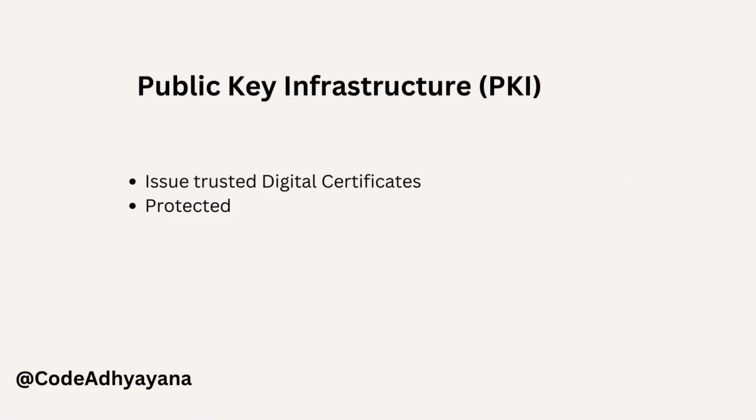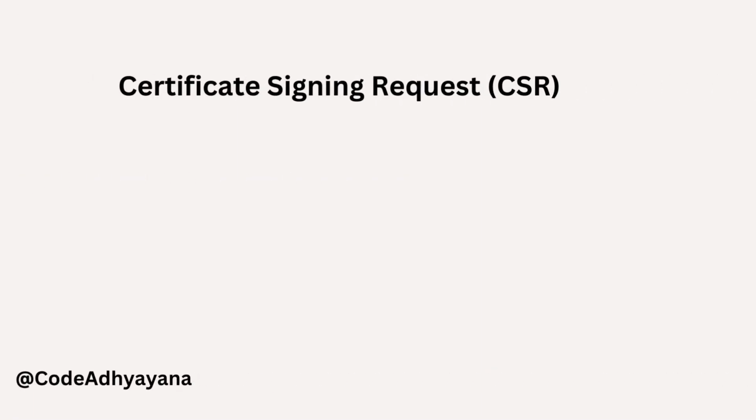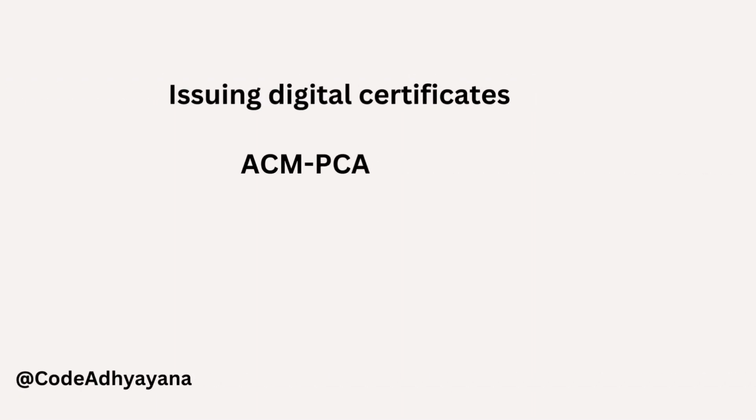But in order to issue those certificate, we use PKI, that is public key infrastructure, where we can issue trusted digital certificate, and this is a very highly protected environment. Before issuing the certificate, we have to create the CSR, that is certificate signing request, where we have to fill the details about the entity for which we are creating the certificate, and then we have to sign it using private key. In order to issue the certificate, we are going to use AWS acmpca.